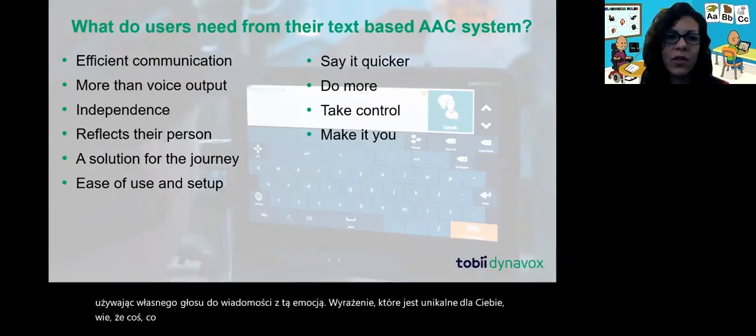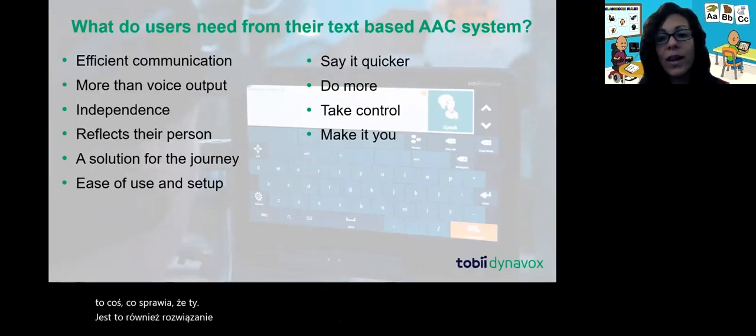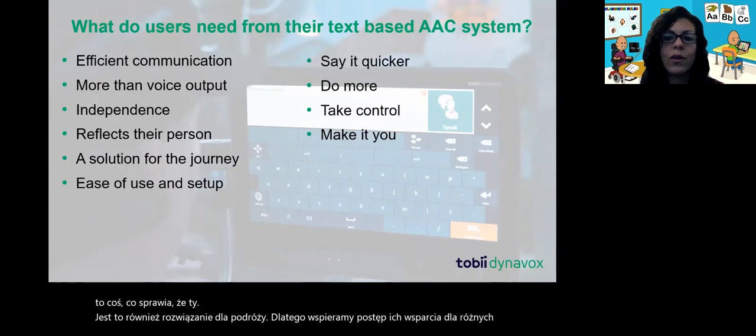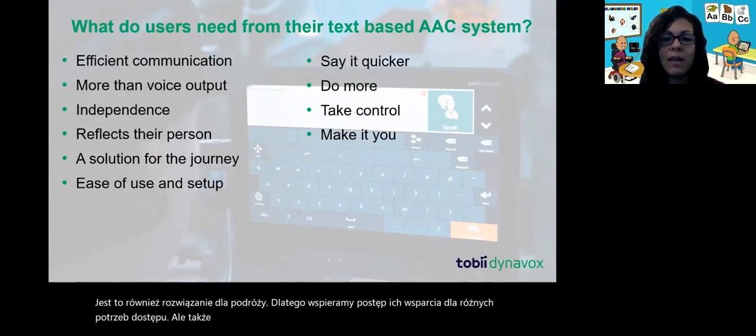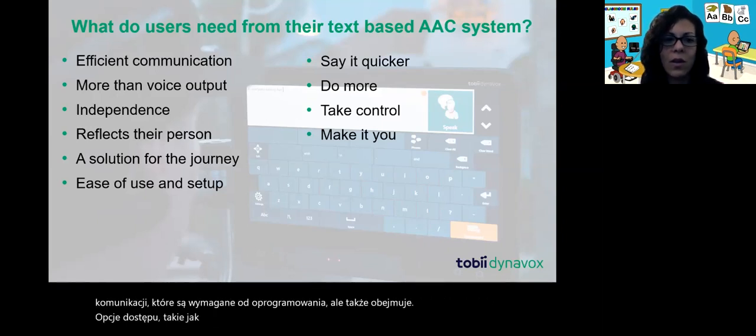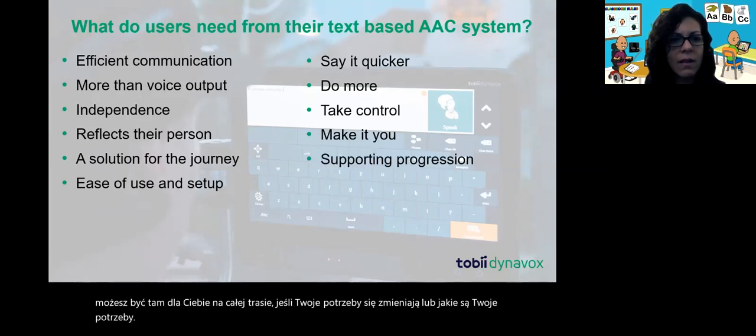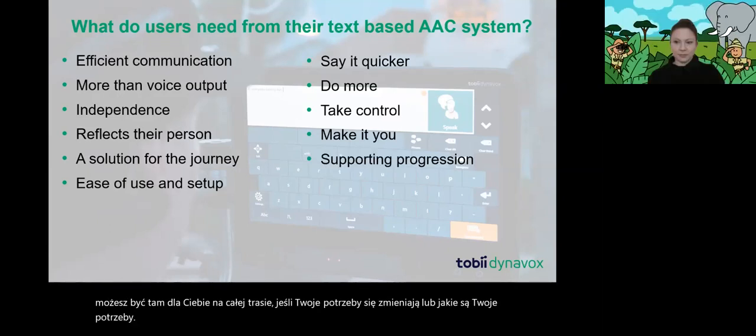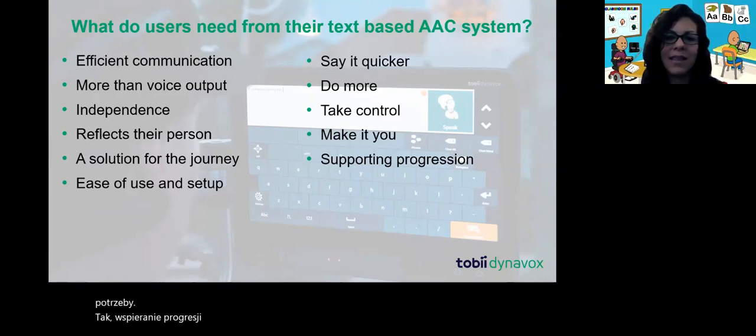It's also a solution for the journey. So we support progression. There's support for varying access needs, but also for changing access needs. It could be the amount of language or communication support that you require from your software, but also it includes touch access options like key guards to switches and eye tracking, so that it's there for you along the journey if your needs are changing or whatever your needs are. Yep, supporting progression. It also should be easy to use and easy to set up.